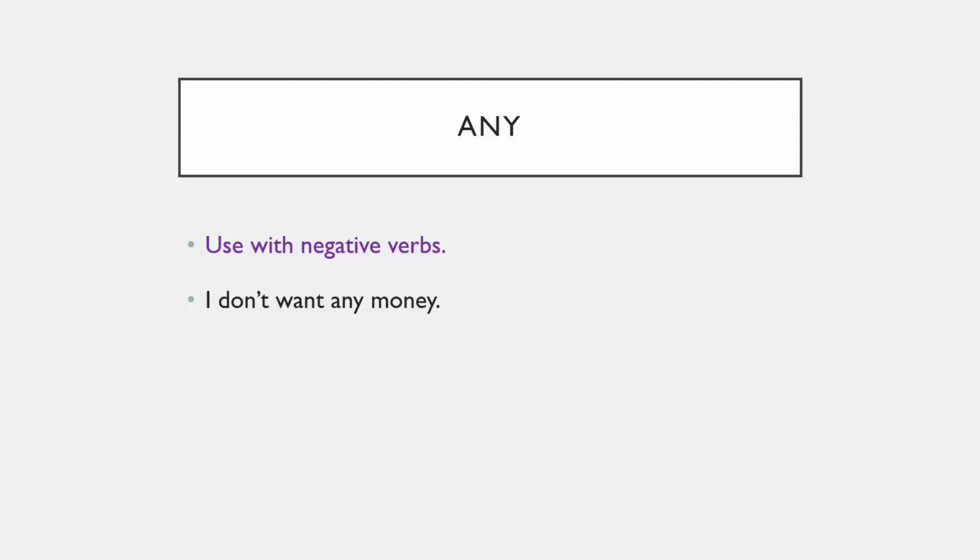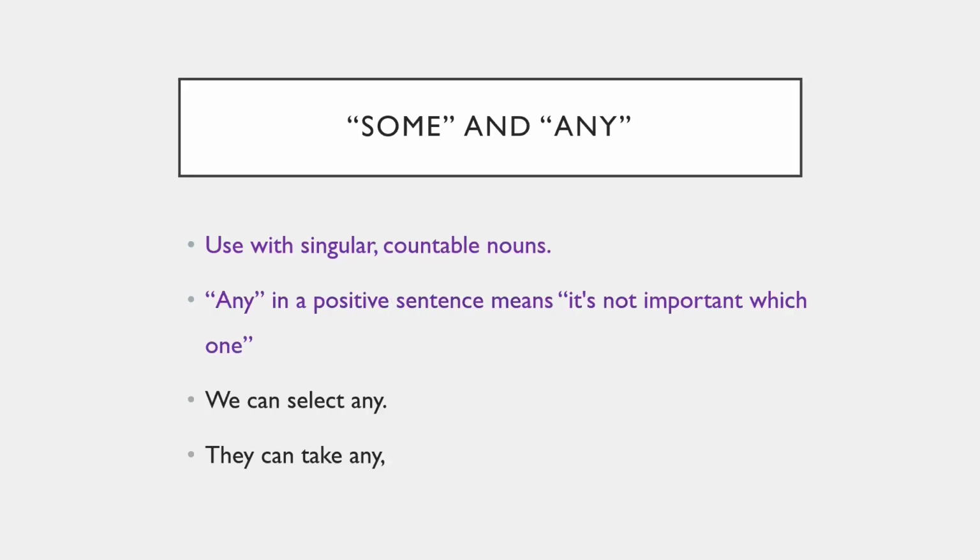Any. We use any with negative verbs. I don't want any money. It gives a negative meaning. It's like, I don't want a penny from you. We use these two words with singular countable nouns.